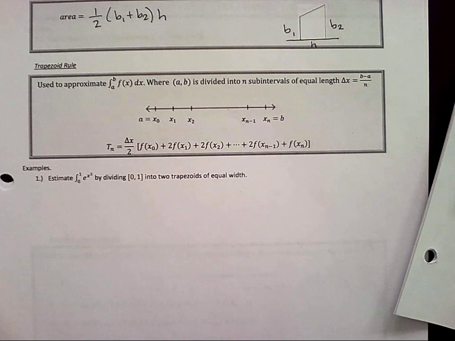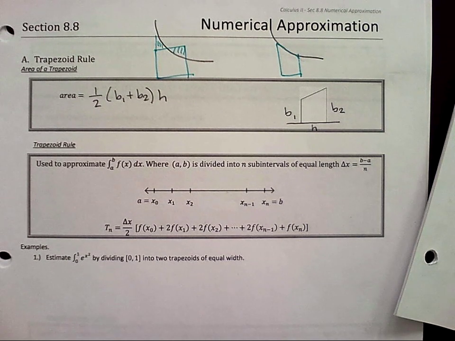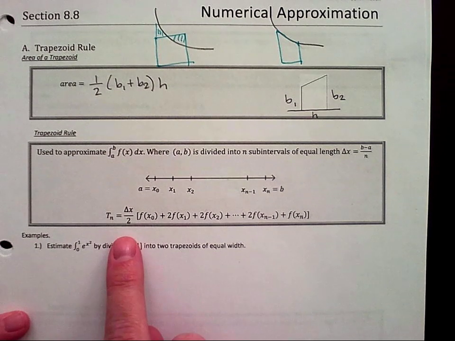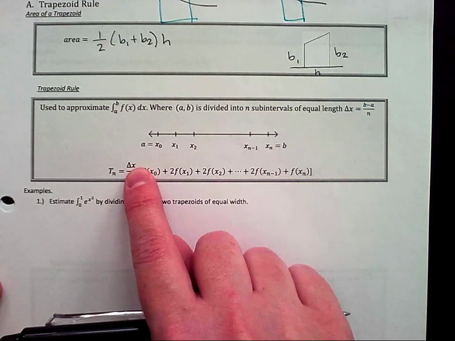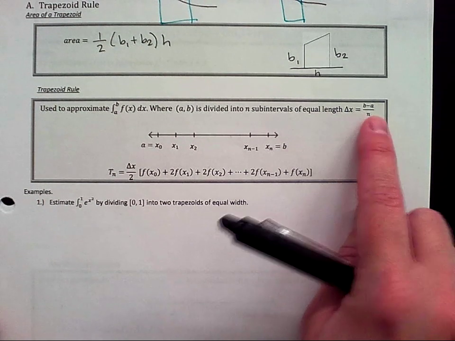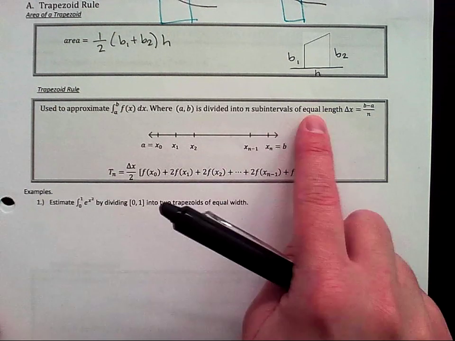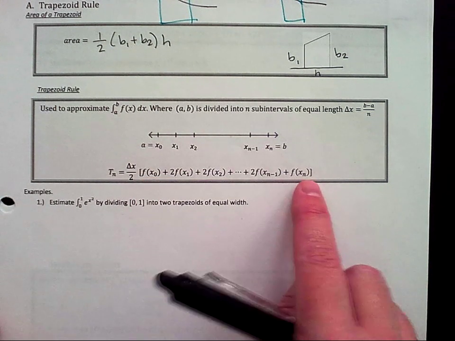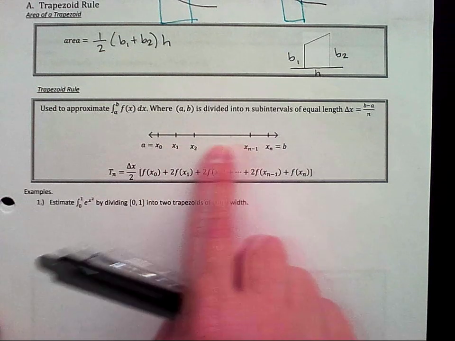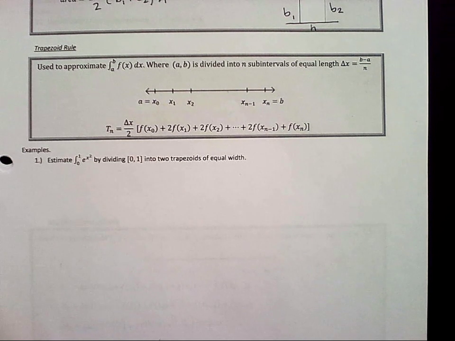All right, so we're back to numerical approximation. Again, we said that some numerical approximation we've done previously is midpoint rule, left Riemann sum, right Riemann sum, and now we're going to do the trapezoid rule. We talked about the formula T sub n, where n represents the number of subintervals, delta x equals b minus a over n, where a and b are your endpoints and n is your number of subintervals of equal width. And then you have f of the left endpoint, f of the right endpoint, and then 2 times all the inside points, right?